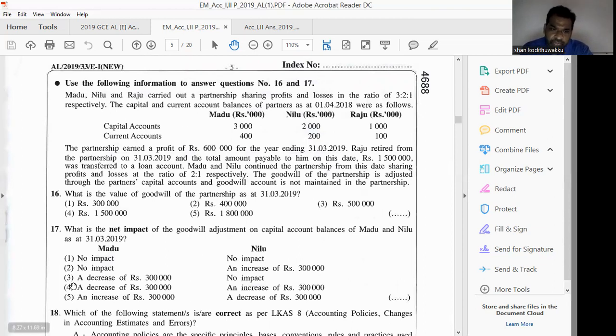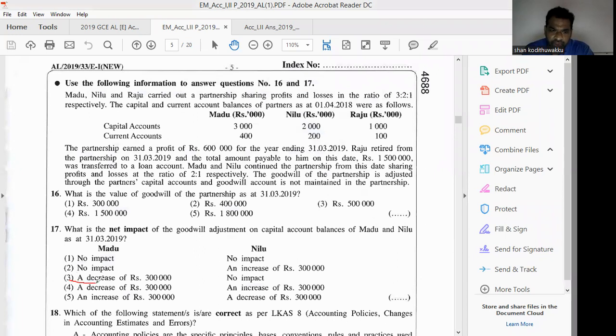Right. Then here, answer number 1, no impact, is wrong. Answer number 3, a decrease of 300,000, is the correct answer according to our details found through the capital accounts of Madhu and Nilu. Then the answer is a decrease of 300,000 rupees and no effect for Nilu's account. Therefore, answer 3 is the correct answer for question number 17.